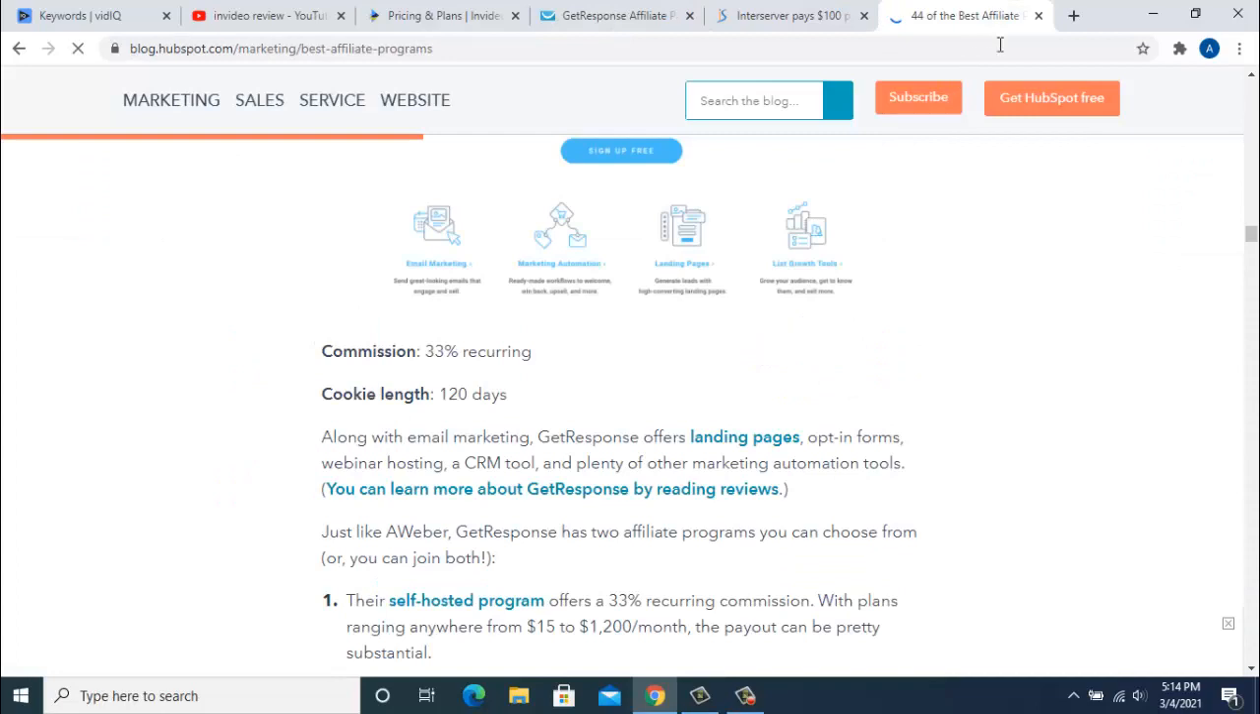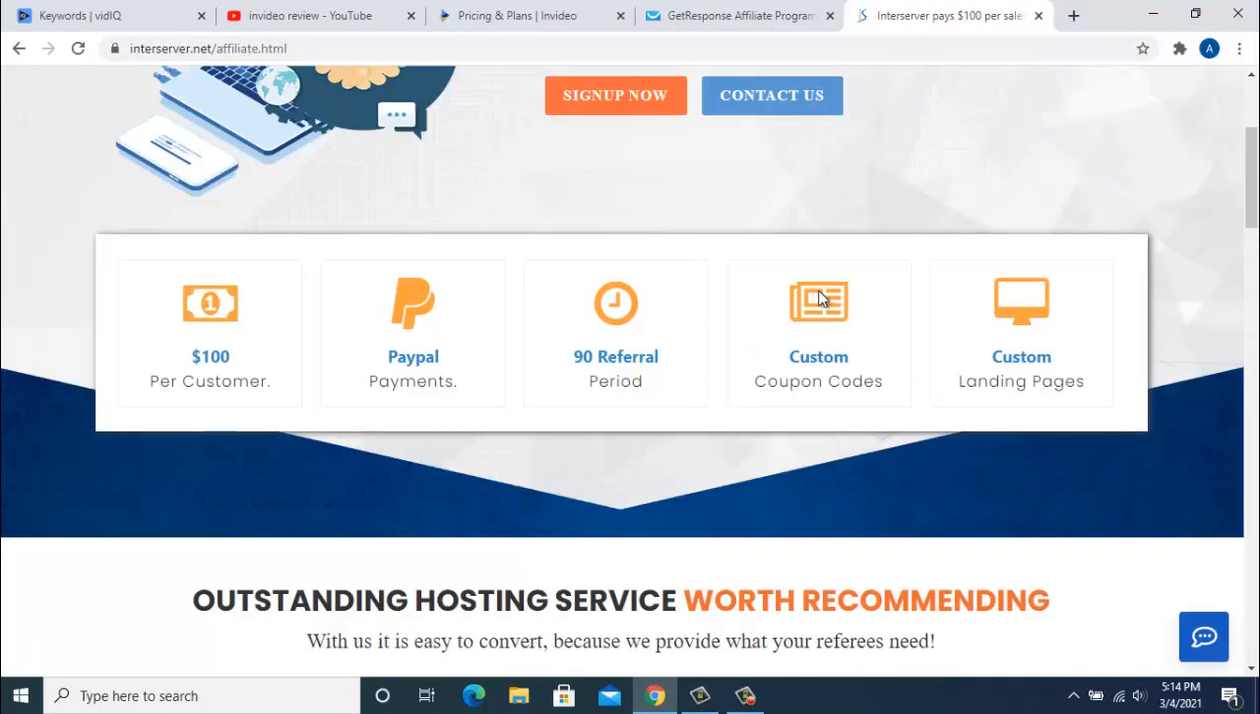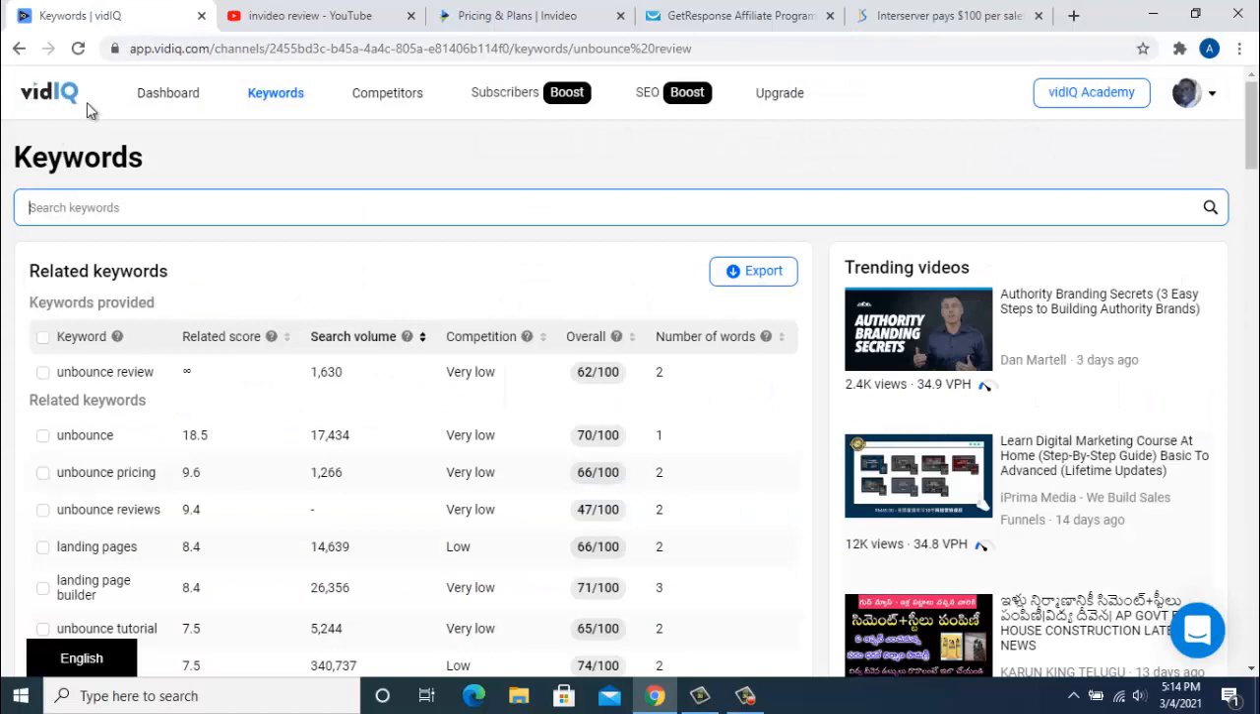So once you have a lot of affiliate programs in a list, right, what you want to go ahead and do is filter those affiliate programs. How are you going to filter them? You're going to use a tool called vidIQ.